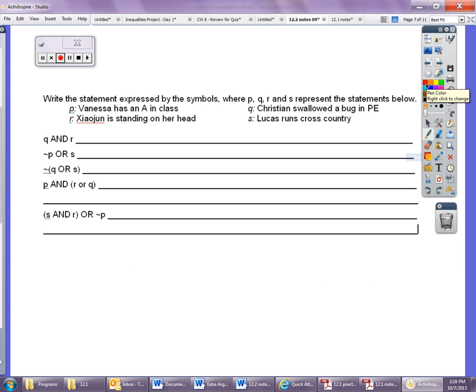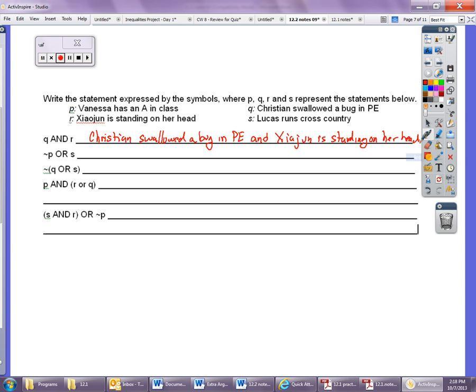Now if we look at the last part, writing some of these sentences, Q is Christian swallowed a bug in PE, and S or R, Jayoon is standing on her head.